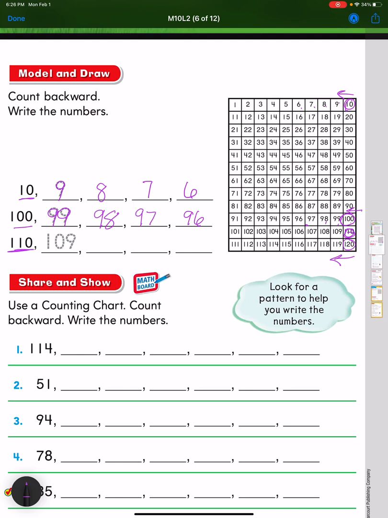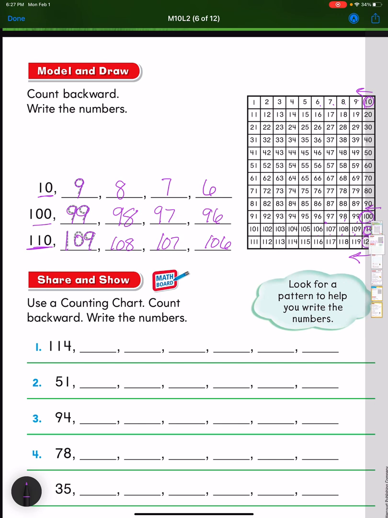So I would say 110, 109, 108, 107, 106. Look at our pattern here. So look at these threes. We have, when we started at 10, 9, 8, 7, 6. We started at 100, 99, 98, 97, 96. When we started at 110, 109, 108, 107, 106. So look at the pattern that we are forming when we are counting backwards from 10 and then 100 and then 110.